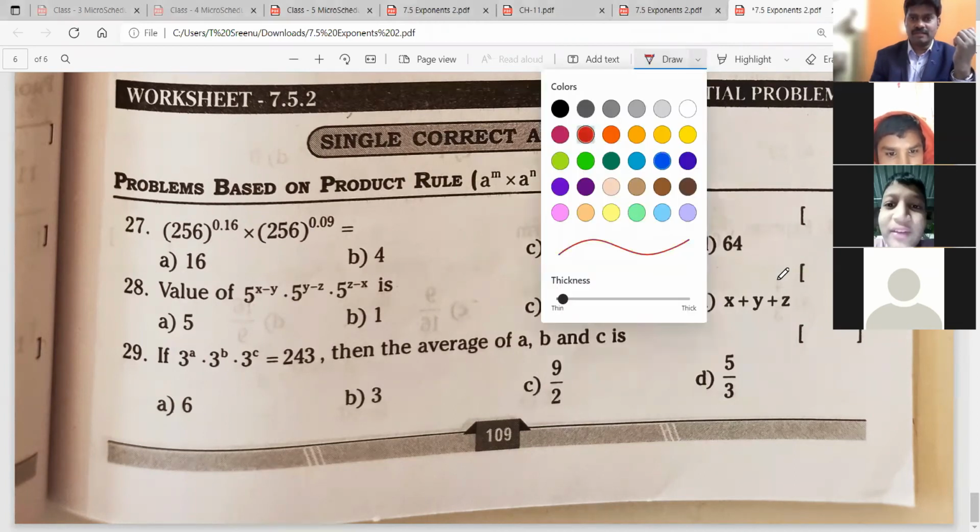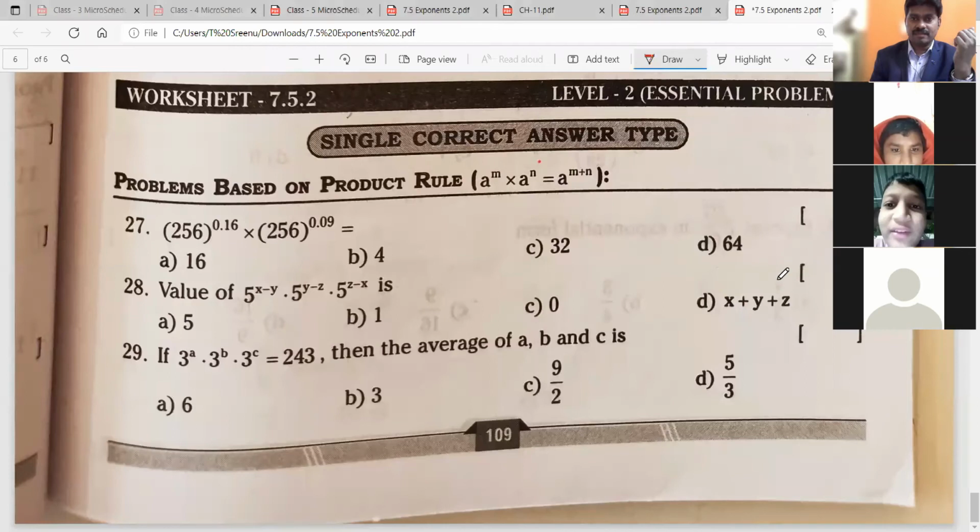It is the formula: a power m into a power n. You should add the powers. Product rule. So add this power and add this power. Add all these powers, and what I'm rounding, all those powers you have to add. Here you add this power and then proceed. Yeah, please try now. I will be waiting for 5 more minutes.